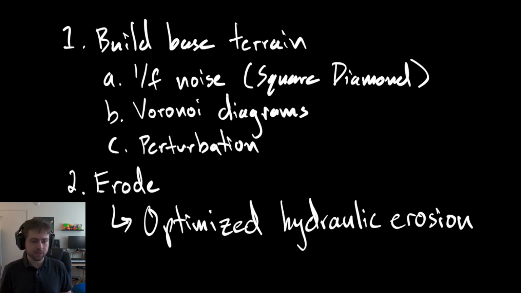The paper outlines a sort of 2-step process. The first thing that it tells us to do is build this base terrain mesh that will be uneroded. And then step 2 is the actual erosion algorithm, which is going to take that uneroded mesh and make it extremely realistic and believable. And we're actually going to be implementing this paper's main contribution, which is this idea of an optimized hydraulic erosion algorithm. So let's go ahead and get started with our base terrain mesh.